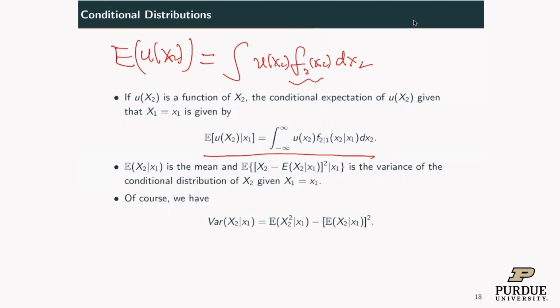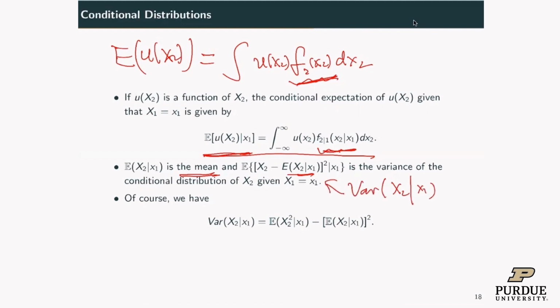So I'm going to use the marginal distribution of x2 to evaluate the expectation. If you use conditional PDF, you will get conditional expectation. Given x1 equal to little x1, what's the expected value of u(x2)? Expected value of x2 given x1 is the mean. So this is conditional mean. Now expected value of x2 minus conditional mean given x1, squared, will give you the conditional variance. So this is variance of x2 given x1.